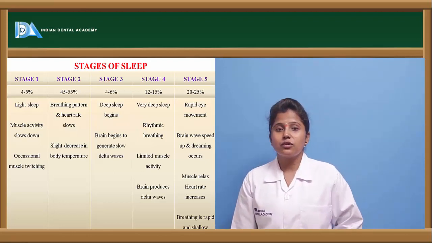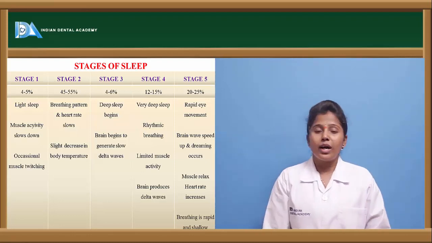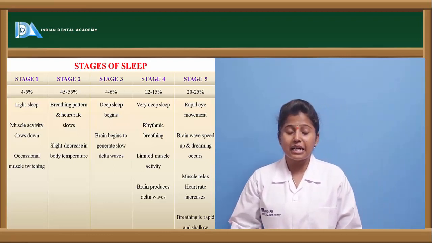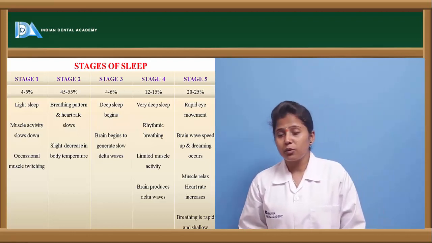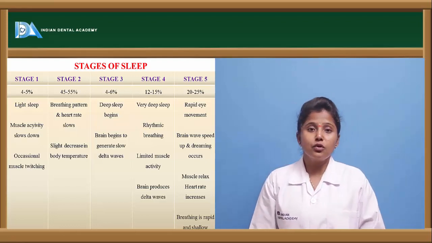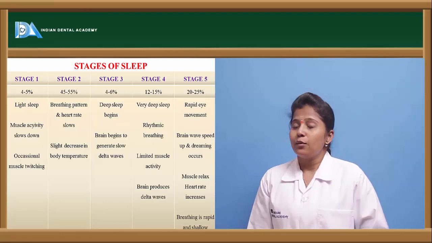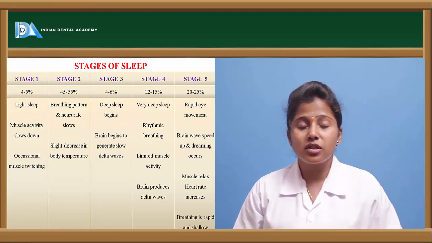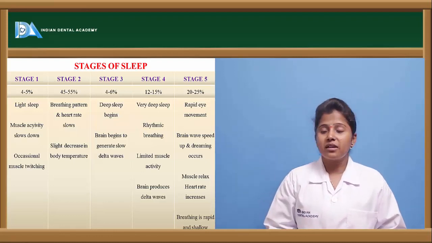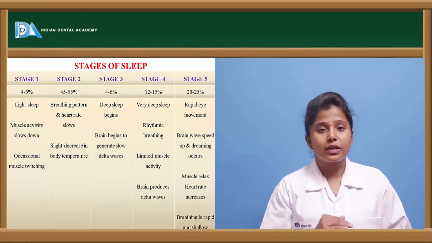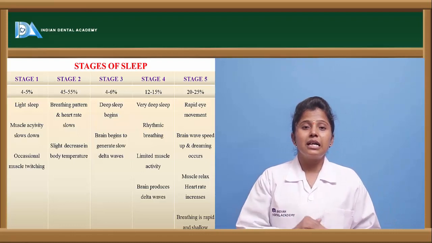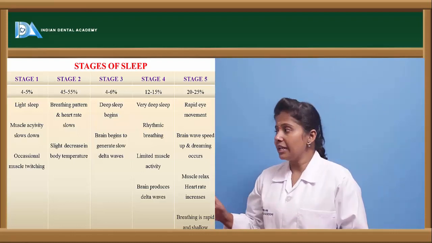The second stage constitutes about 45 to 55%, where the heart rate and breathing pattern slow down compared to normal, and there is a slight decrease in body temperature. Stage 3 constitutes about 4 to 6%, where deep sleep just begins, and the brain begins to generate slow delta waves. The waves generated by the brain are alpha, beta, delta and gamma.